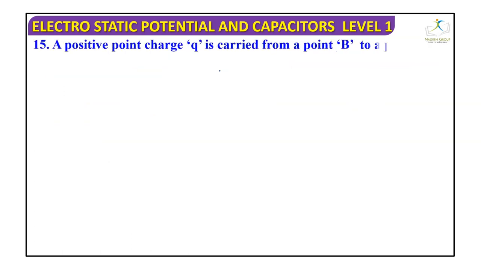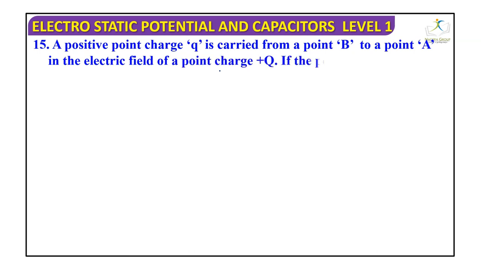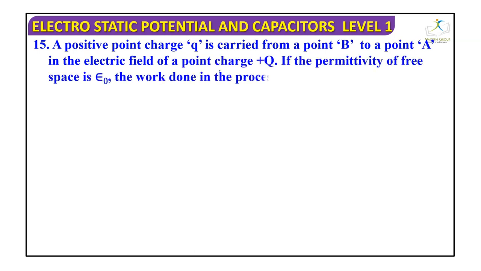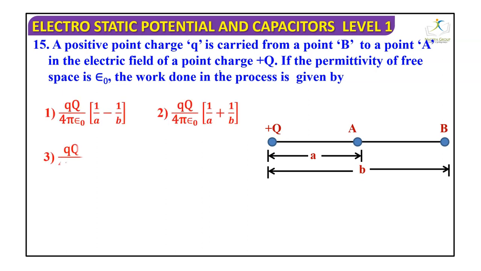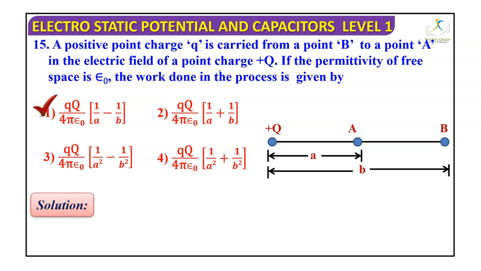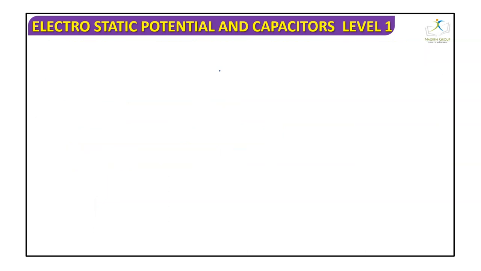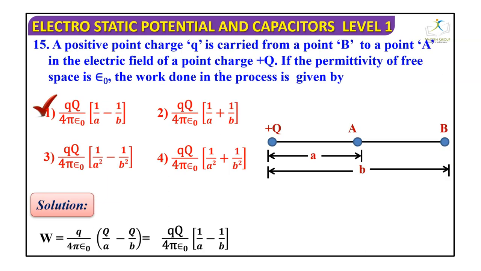Now the next question which we have: a point positive charge q is carried from a point B to a point A in the electric field of a point charge capital Q. If the permittivity of free space is epsilon naught, the work done in the process is given by, we have these options. Let us move to the solution. So we know that W is equal to Qq by 4 pi epsilon naught times (1 by A minus 1 by B). So we just put these values in this equation and get the result.